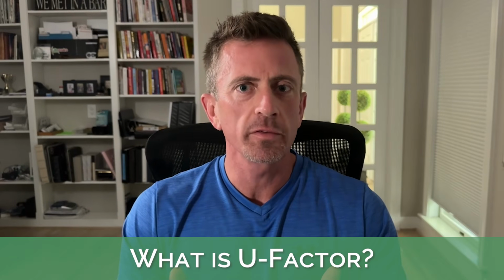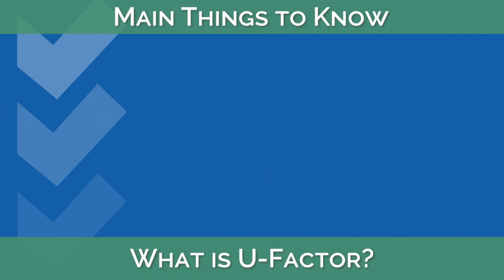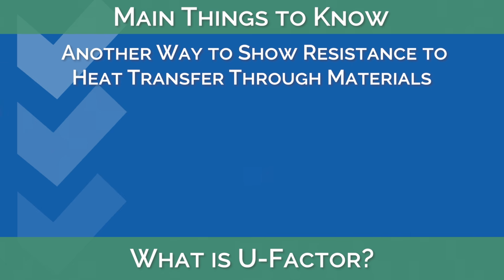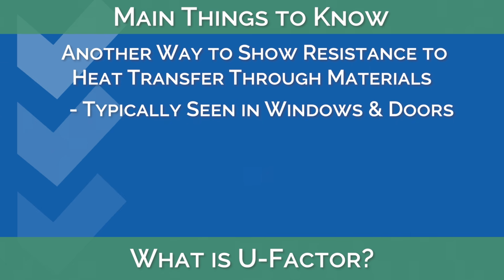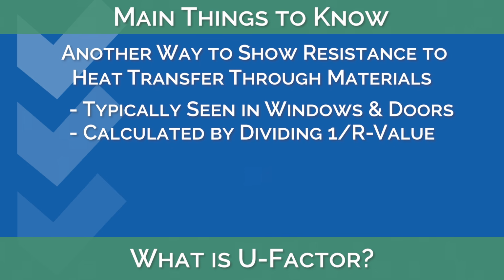What is a U factor for windows? The main thing to know here is that U factor is just another way of showing the ability to reduce heat transfer through materials. And this is typically only seen in window and door performance ratings. U factor is calculated by dividing 1 by the R value of a given material or assembly.